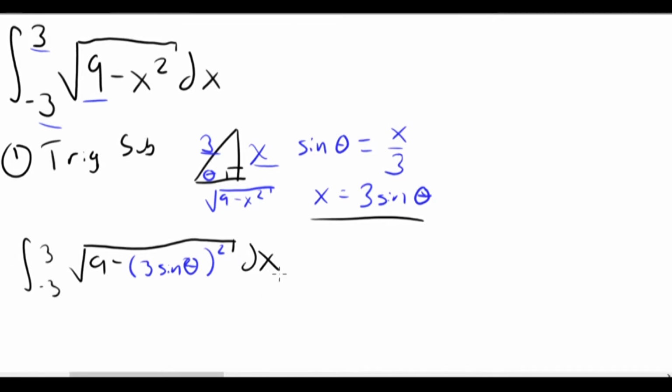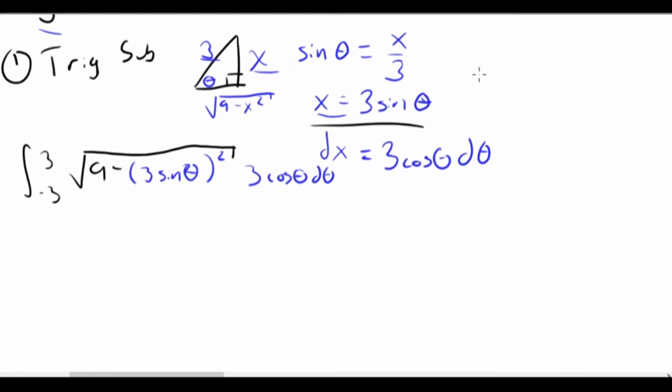So we need to find an expression for dx in terms of d theta. If we come back over here, we can take the derivative and we get dx is equal to 3 cosine theta d theta. And then we can substitute that into our integral, 3 cosine theta d theta. And that gives us an integral expression that we can evaluate.